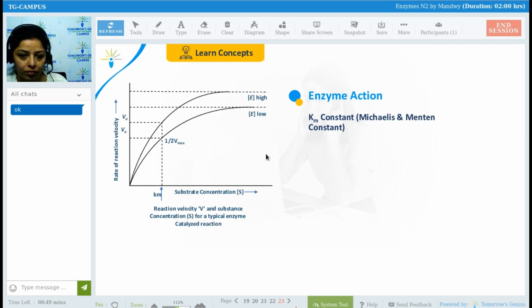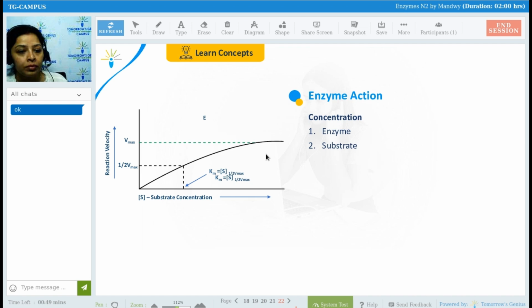Number of molecule substrate converted into product per unit time, ma'am. Okay. Let's see the concentration of enzymes. As we already know, a very small amount of enzyme is enough to accelerate any reaction. That means the rate of reaction is directly proportional to the enzyme concentration.